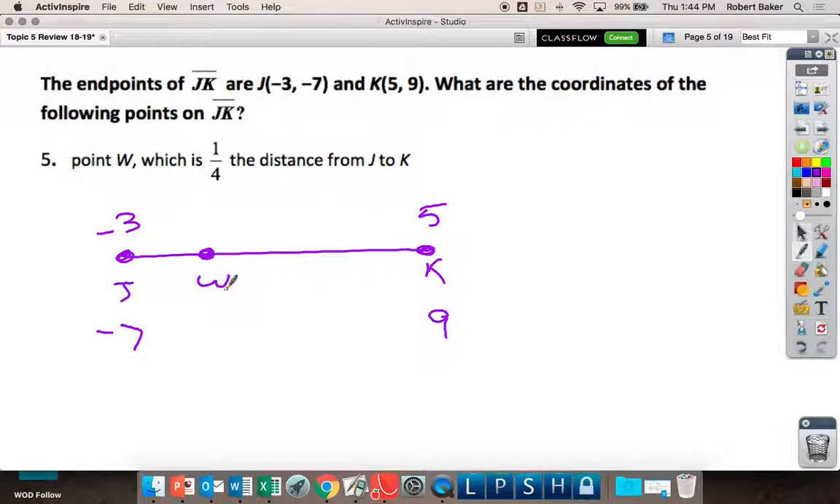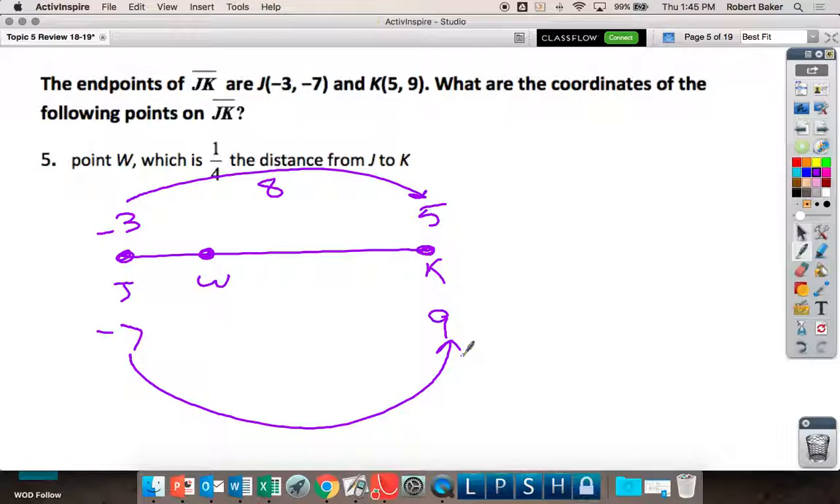So if I'm going to try to find out 1/4 of the distance, what is the total distance from here to here? How far is it from -3 to 5? It's 8 units long. How far is it from -7 to 9? 16 units long. Now, I want to travel 1/4 of the total distance in the x direction and the y direction.